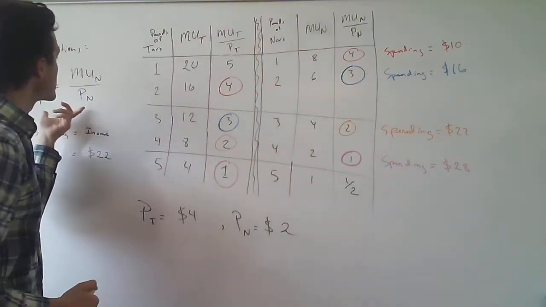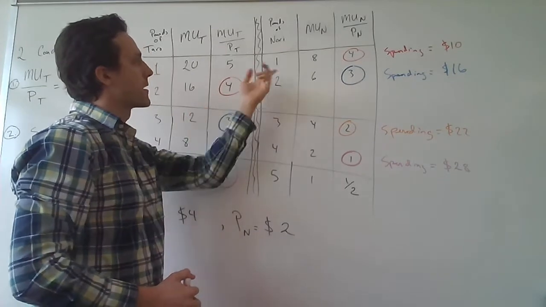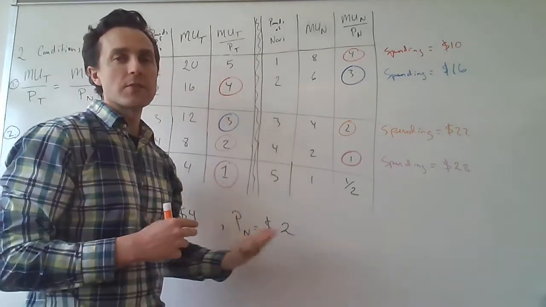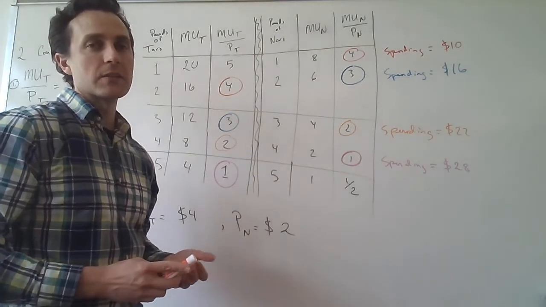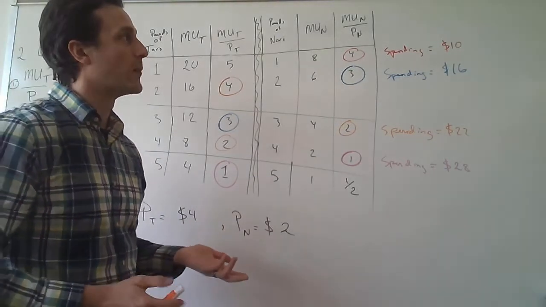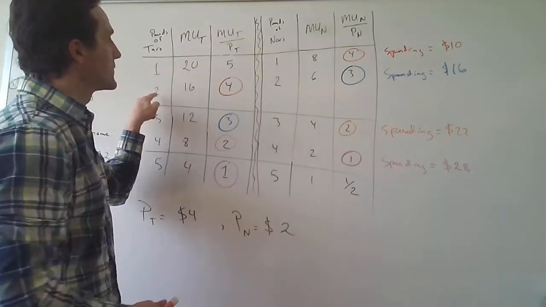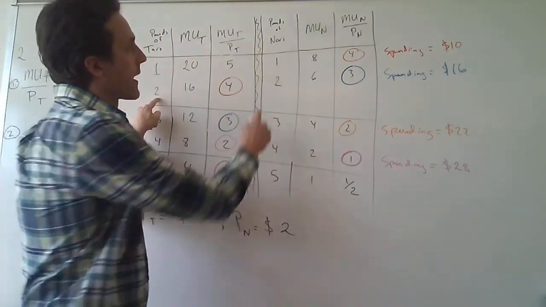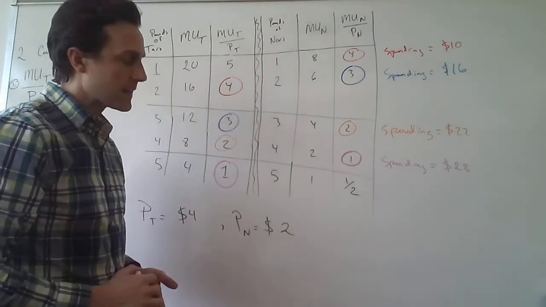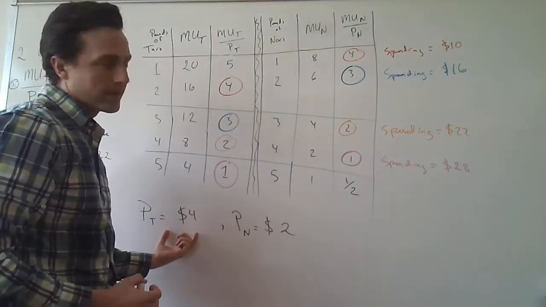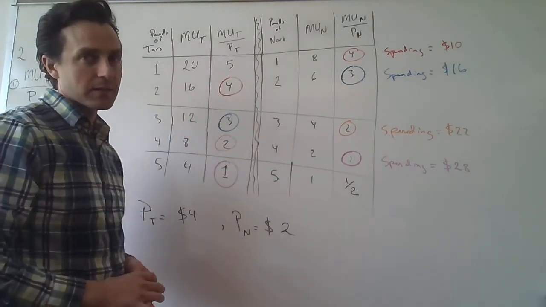So that satisfies the first condition, and then we need to ask ourselves, okay, well, they're optimizing in terms of setting the marginal utility per dollar equal to each other, but are they maximizing their utility subject to their income? Well, no, because at this combination of 2 pounds of taro and 1 pound of nori, if you calculate how much their spending is, well, the 2 pounds of taro, since taro is $4 per pound, that means that that's $8 worth of spending on taro.